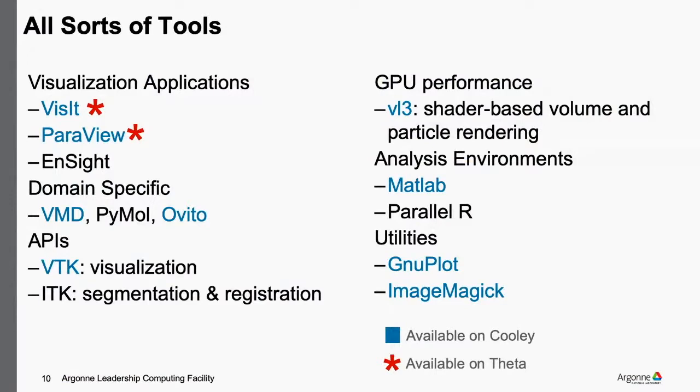There's APIs like VTK, the visualization toolkit. A lot of these other tools are built on top of that API, as well as some other codes. For example, our volume renderer that I mentioned, VL3, leverages the GPU to get better performance. So it uses shader-based volume and particle rendering for that. And then there's other utilities and analysis tools that are available.